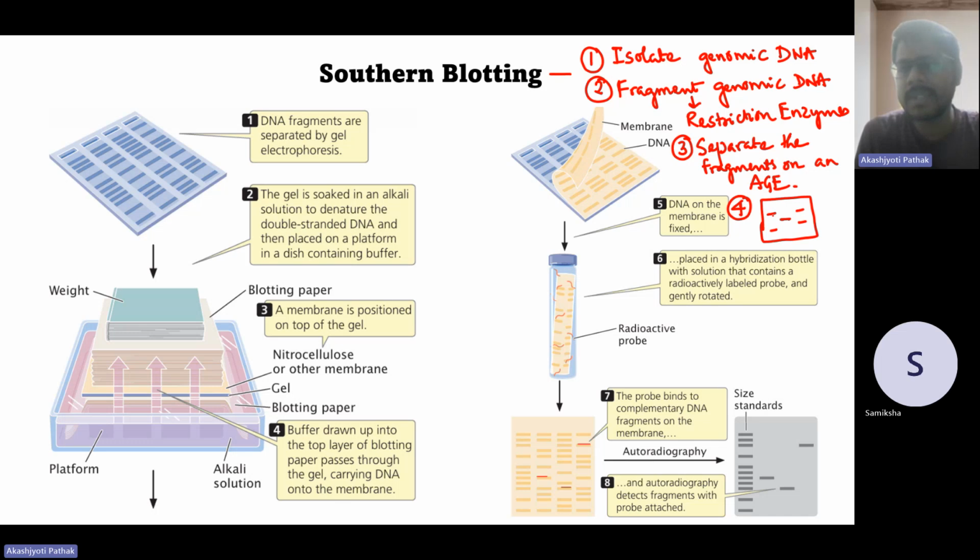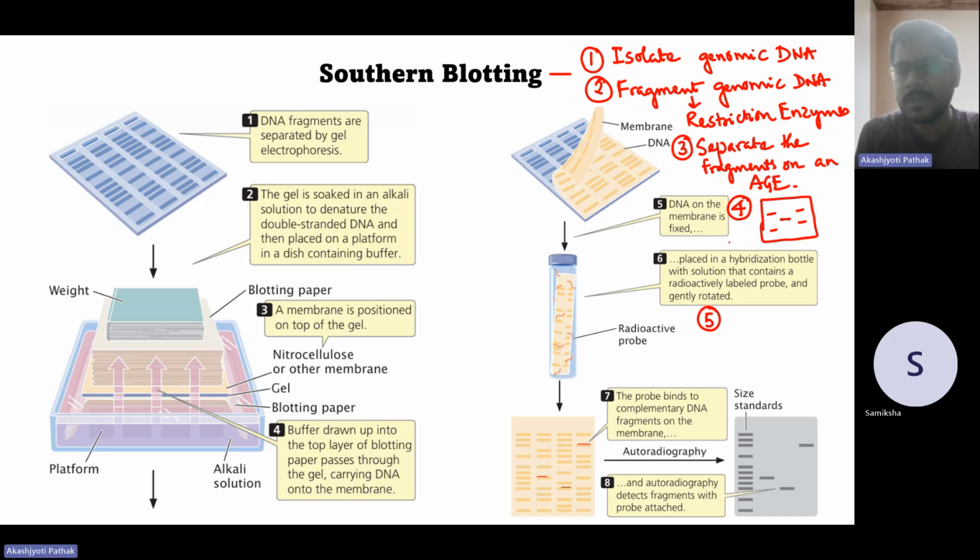Now, from this agarose gel, what is done? The DNA is transferred onto a nylon membrane or a PVDF membrane or a nitrocellulose membrane. Now, why is this done? I will discuss that later. What is done is that the DNA is transferred from the gel onto a membrane.